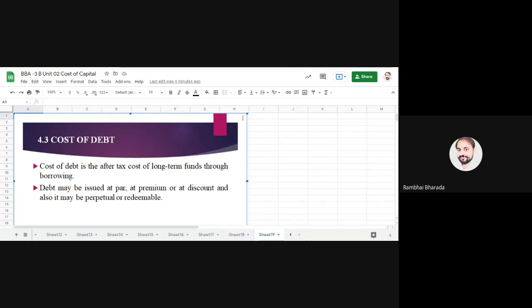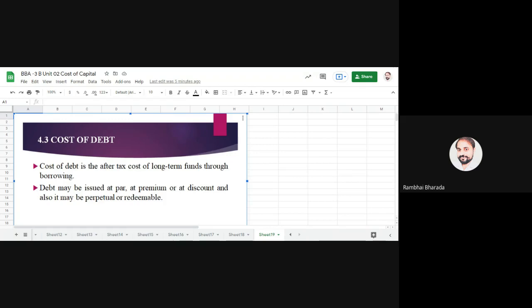Now see, we have debited this interest on the debit side of the profit and loss account, but before paying the tax. If you remember the sequence of the profit and loss account, on the debit side we write all the expenses, and after deducting all the expenses from the total income of the company, we get the net profit, and after the net profit we deduct the tax amount, then we find the profit after tax.